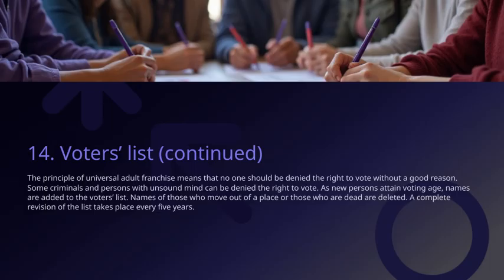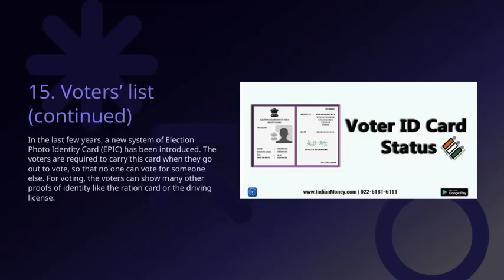Every 5 years, a complete revision of the list is carried out. This ensures that only eligible voters are included and that the list reflects the current population. Overall, this process helps maintain a fair and transparent voting system, which is essential for a healthy democracy. Now, moving on to slide 17, which continues our discussion on the voters list.